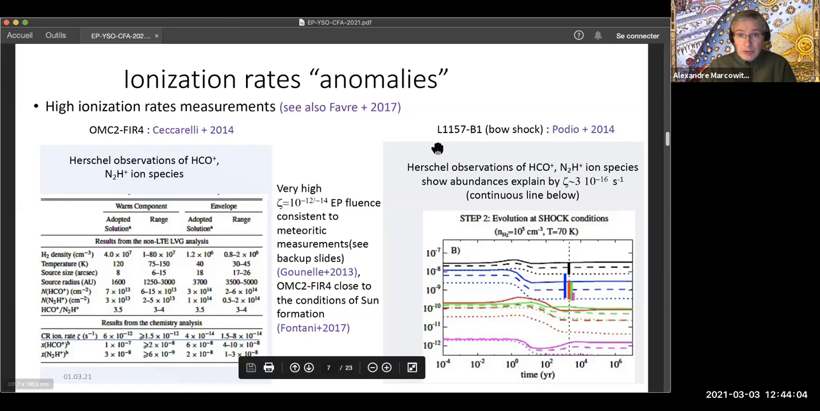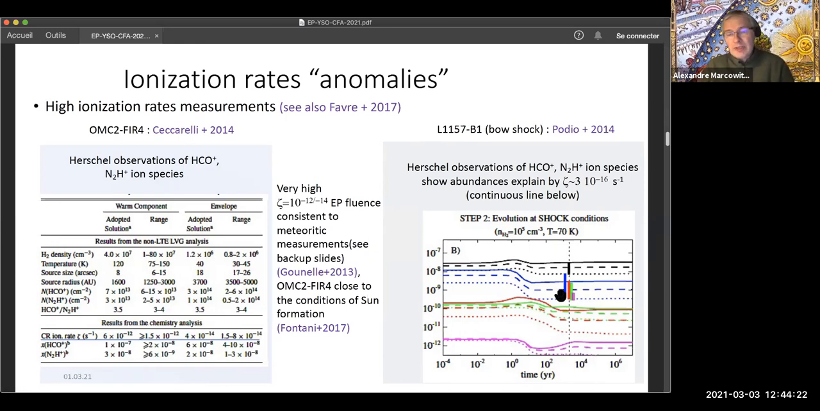Another example is a bow shock of a T-Tauri object, and there, using the same type of Herschel observation and also the abundances of elements produced behind a shock, Podio et al. were able to deduce an ionization rate of about 3 × 10⁻¹⁶ per second. So that's still 1 order of magnitude above the standard values.